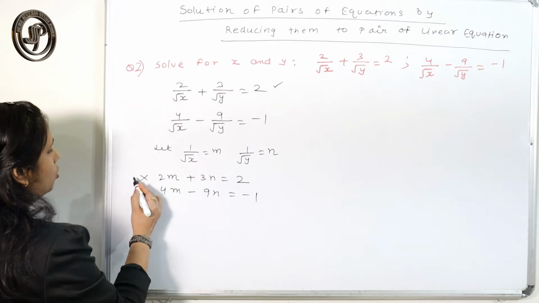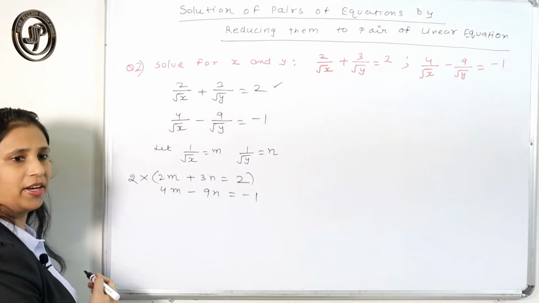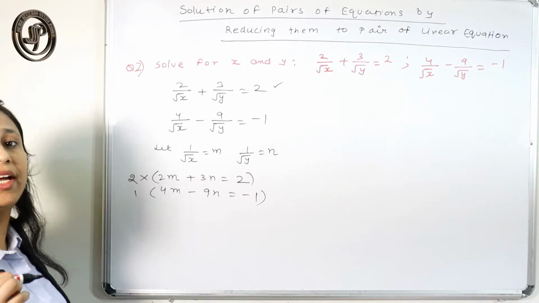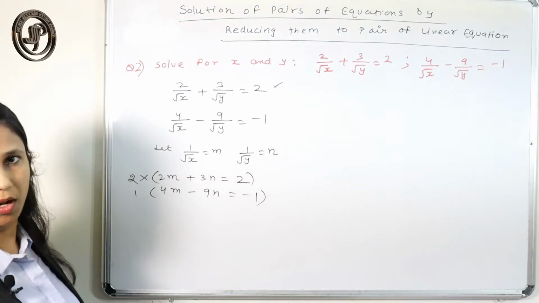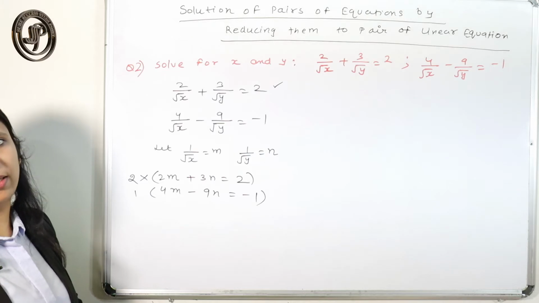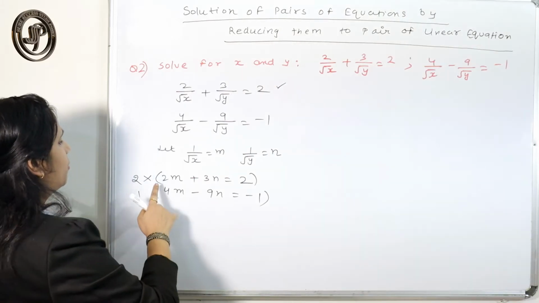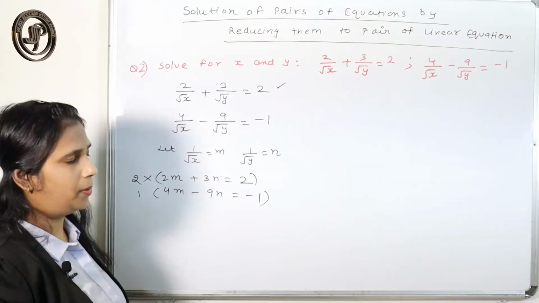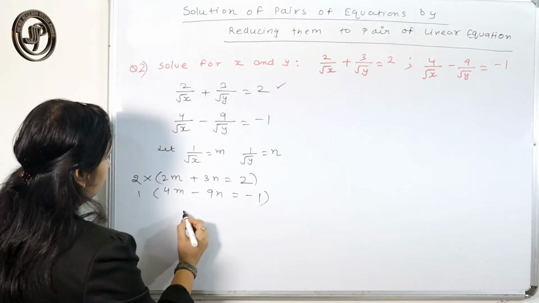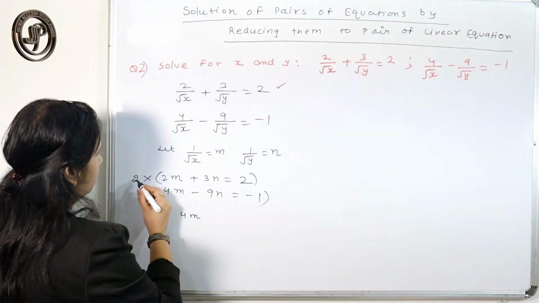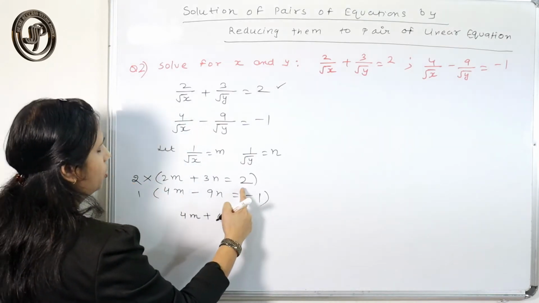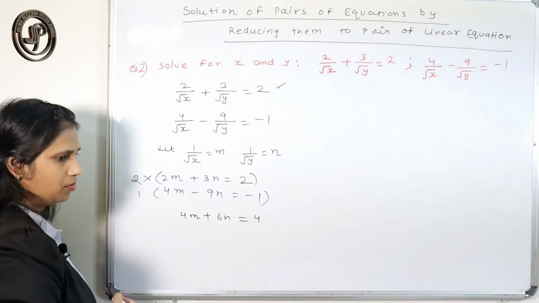So here I am going to multiply this whole equation by 2 and this equation by 1, in order to make the coefficient of m equal. Okay, my purpose is to make the coefficient of m equal. So it is an easier way to multiply this by 2 and this by 1. Now let's do it. It becomes 4m plus 6n is equal to 3 into 2, that is 6.